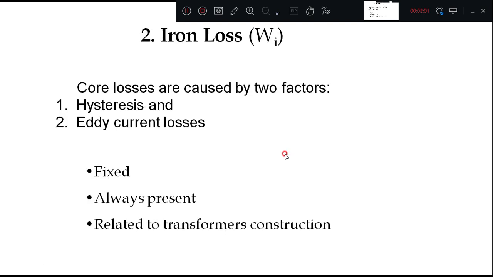Then the next one is the iron loss. It is also called the constant loss, or the core loss. It has two components. One is called hysteresis loss, and the other is eddy current loss. Irrespective of the load condition, these losses are constant, therefore they are fixed. Whether the transformer is connected to load or under no load condition, these losses are always present. These losses depend upon the construction of the transformer. They are independent of load current.